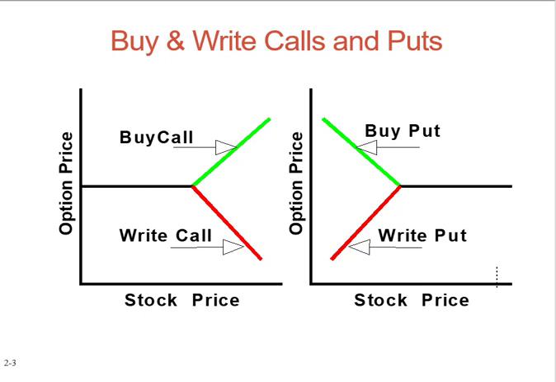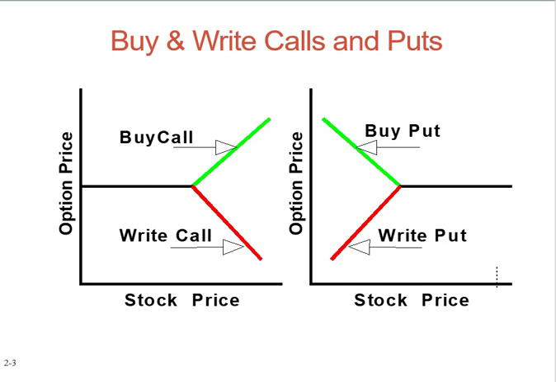What we're looking at in this case is four lines, but they're all put into a graph. Let's just focus on each. The buyer of the call would be the black line becoming the green line. The writer of the call would be the black line becoming the red line. If we turn to the put, the buyer of the put would be the black line becoming the green line. The writer of the put would be the black line becoming the red line.